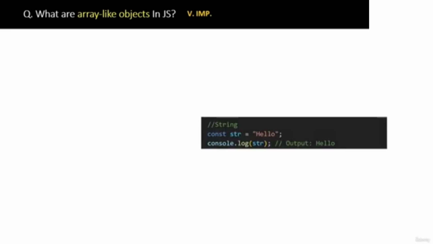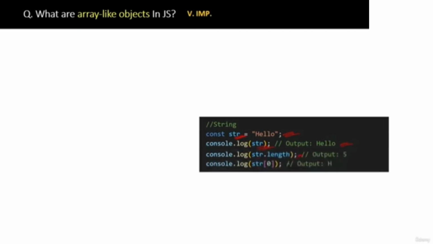What are array-like objects in JavaScript? Very good question and a very important question also. This is a very misunderstood concept. For example, in this piece of code, we are assigning a string to a variable str and then logging this str. Then we are logging the str.length and then logging the first element of the string by using 0 as the index. Okay. Finally, we are getting the proper output as well, right?